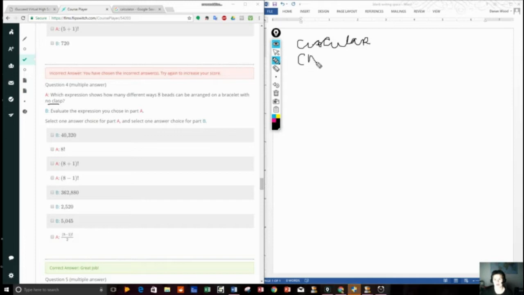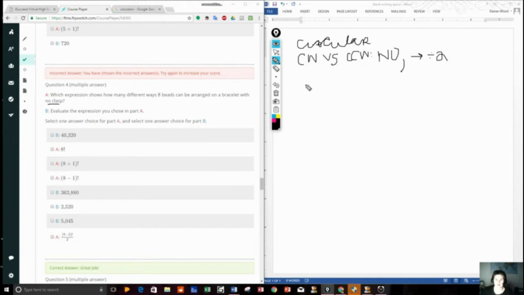Does clockwise versus counterclockwise make a difference? Since there's no clasp, no, you would not be able to tell a difference in the bracelet or in the 8 beads, whether you put it on clockwise or counterclockwise. So since we can't tell the difference, we're going to divide by 2.